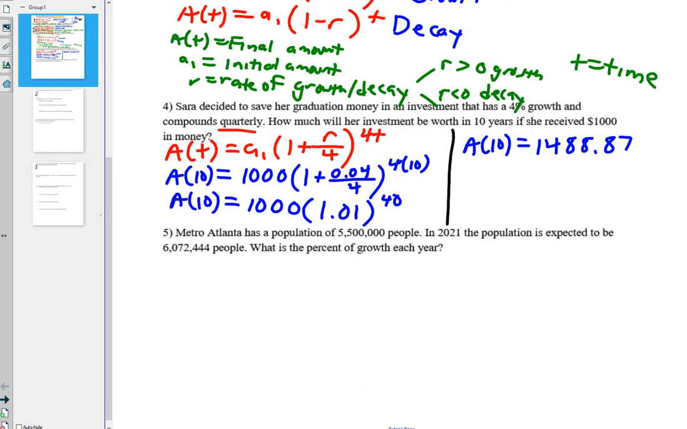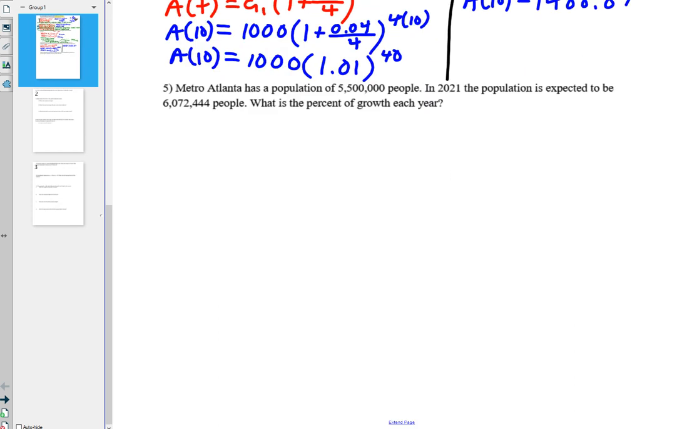Metro Atlanta has a population of 5,500,000 people. In 2021, the population is expected to be 6,072,444. What is the percent of growth each year?